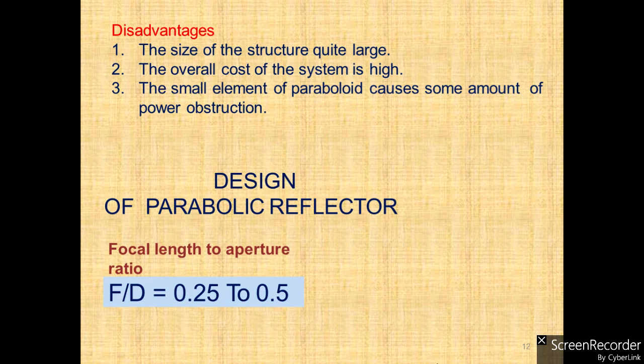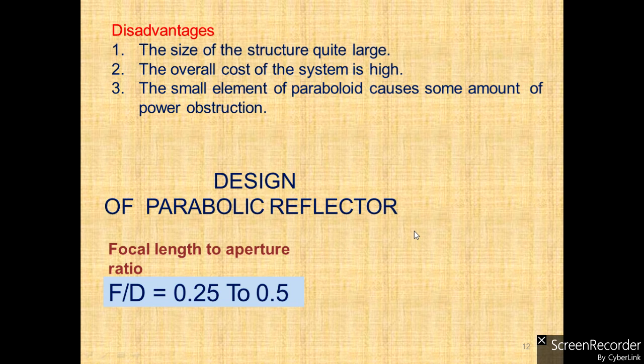And what are the disadvantages of that? The size of the structure is quite large. So parabolic dishes are very large in size, so that's a disadvantage. Second one, the overall cost of the system is high. So the system cost is higher. Then the small element of parabola causes some amount of power obstruction. So a small amount of parabola can cause power disturbances or obstructions.